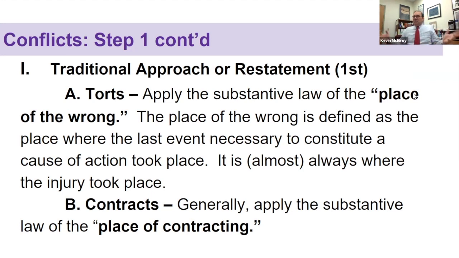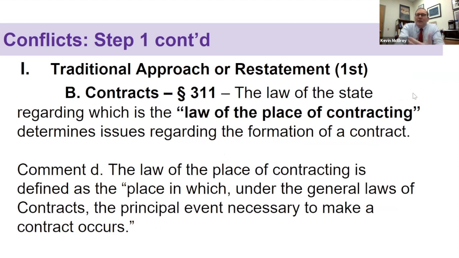Simple. There's one thing you want to say about the first restatement. It's simple and it's uniform. But without getting into it here, there are times where it's just a mess and it just doesn't make sense. That's why there's a second restatement. Under contracts, you generally apply the substantive law of the place of contracting. And that's under section 311 of the first restatement dealing with contracts. You apply the law of the state, which is the law of the place of contracting.